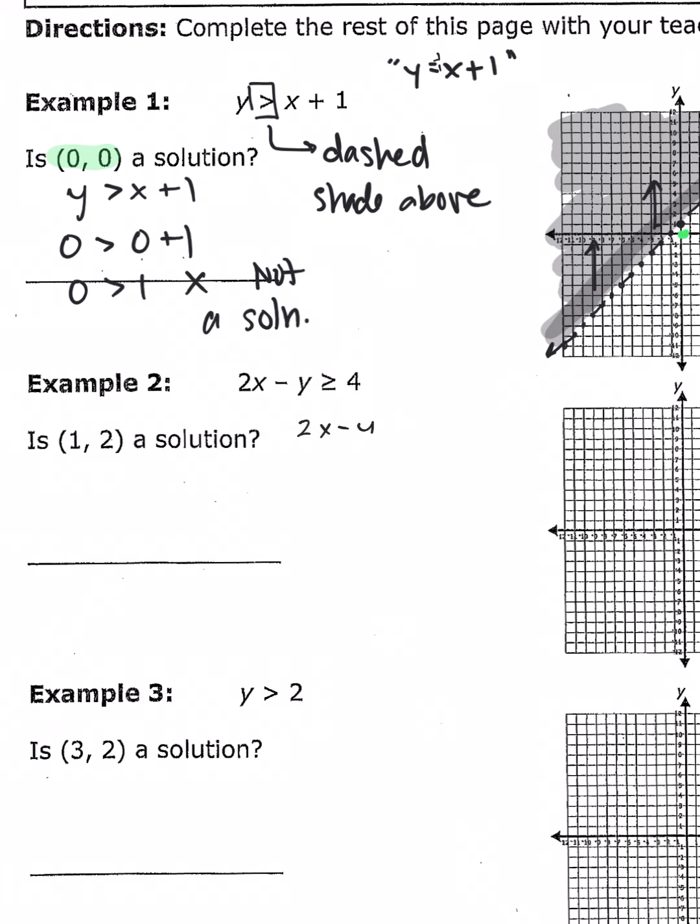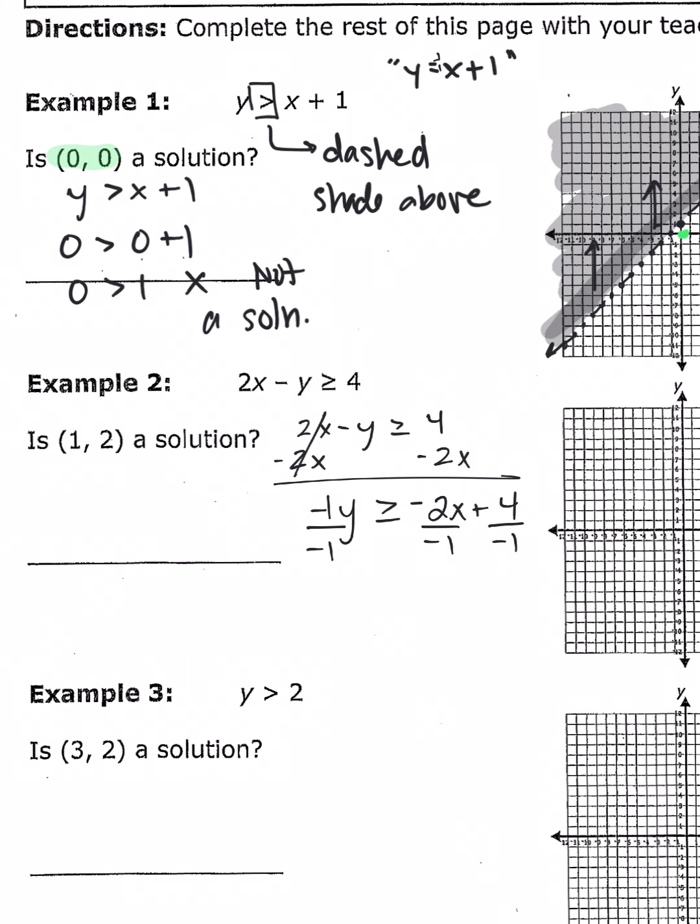So the first thing I have to do here is change this inequality so that y is isolated and by itself. So the first step would be to subtract 2x on both sides. So now we have negative y is greater than or equal to negative 2x plus 4. So this is almost y being isolated. The problem is there's an invisible negative 1 here. So every single piece of this inequality needs to be divided by negative 1. So now I'll have positive y.